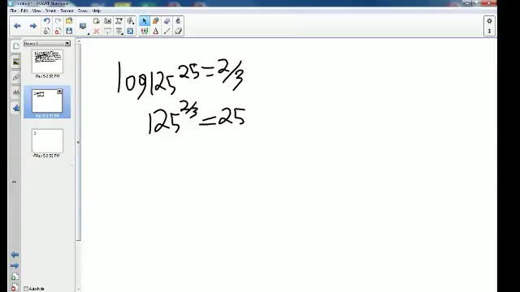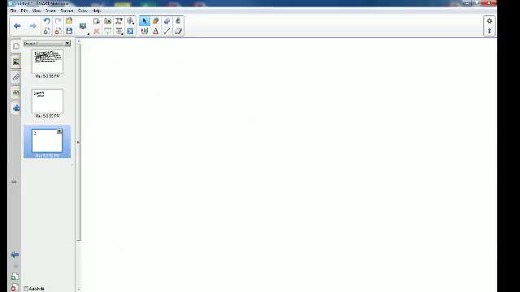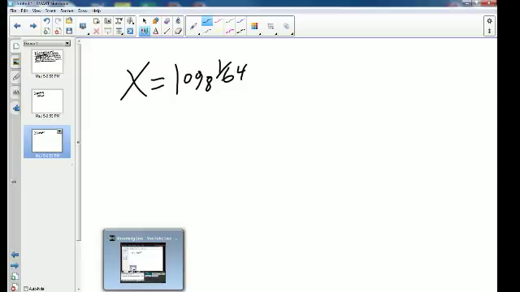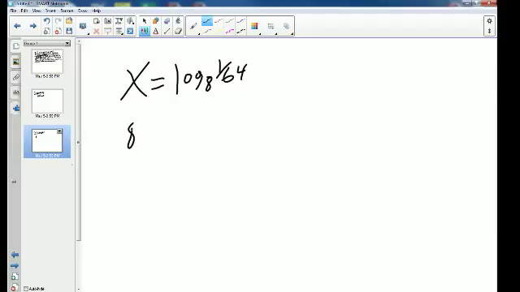Now, we are on to evaluating. We're going to evaluate the equation x equals log base 8 of 1/64. Now we would do the same thing as evaluating the exponential first. So we'll make this 8 to the x power equals 1/64.